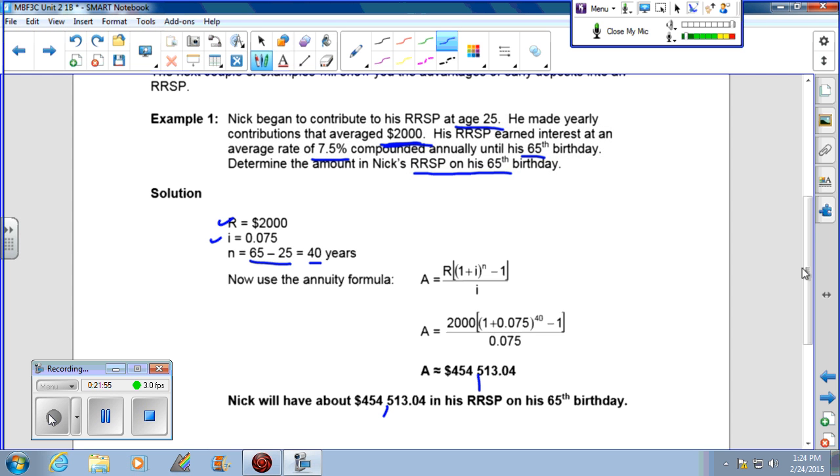Okay, so on his 65th birthday, now he goes to the bank and he says, "Okay, I'm retiring. I'm going to fish, right? I'm going to drive my snowmobile around, and I'm going to play with my grandkids. That's what I'm going to do. I'm not going to work."